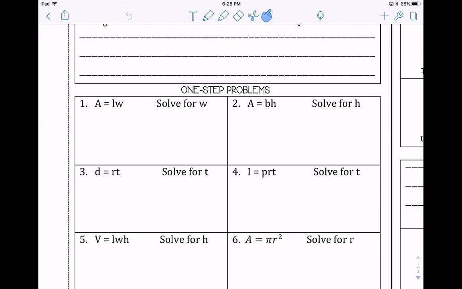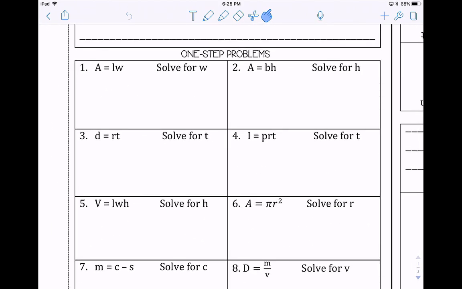So these notes are for solving literal equations. I'm actually going to go through the odds, and then we'll talk about what to do with the evens. So we're going to start with number one.